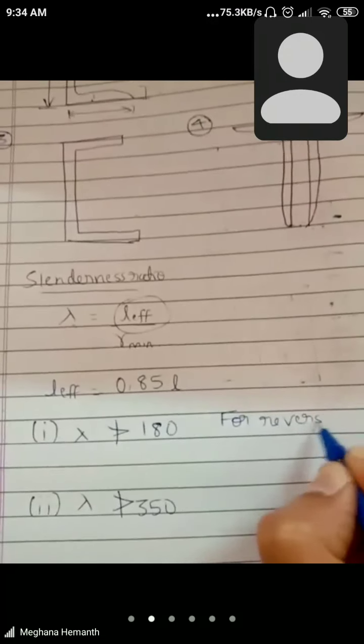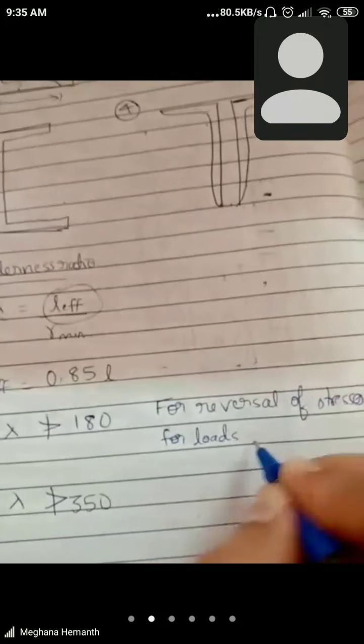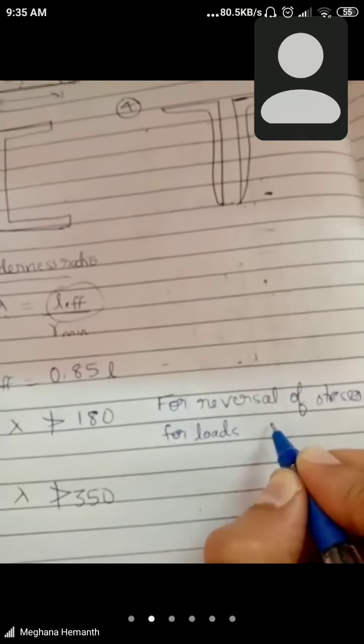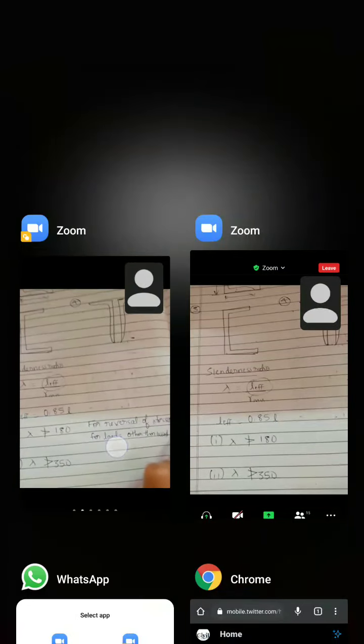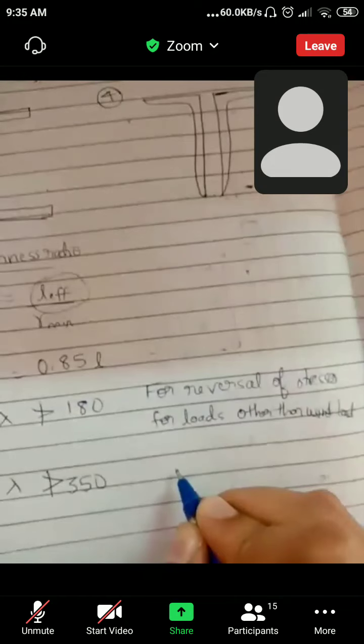For reversal of stresses other than wind load, we are going to use this condition: lambda should not be greater than 180. That is for your dead load and live load. So for reversal of stresses for loads other than wind load, lambda should not be greater than 180. And lambda should not be greater than 350 is the condition used for the reversal of stresses due to wind load.